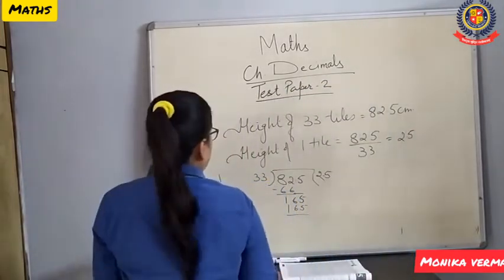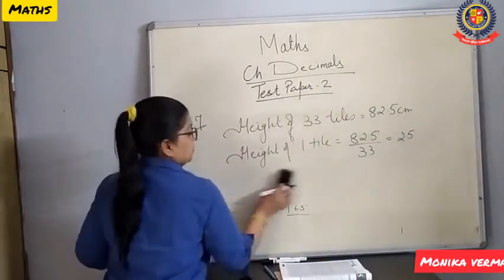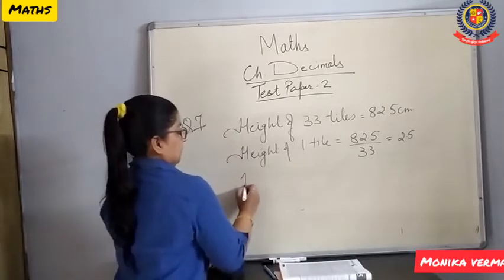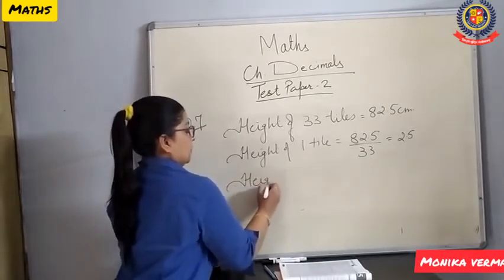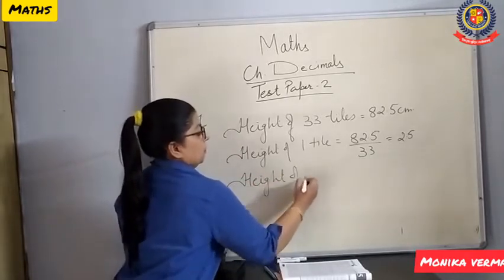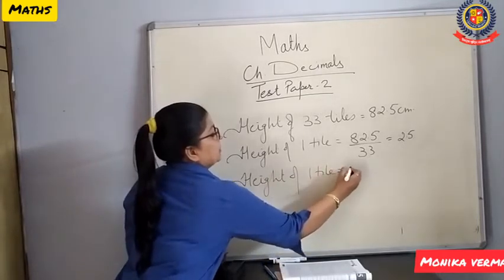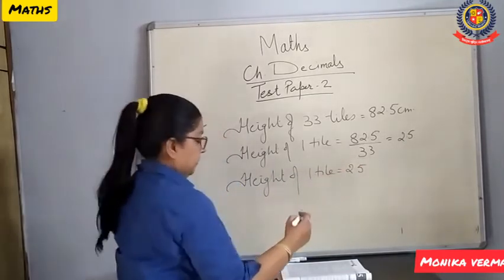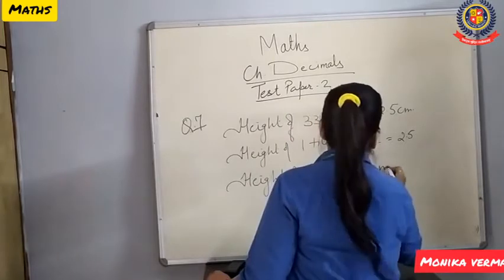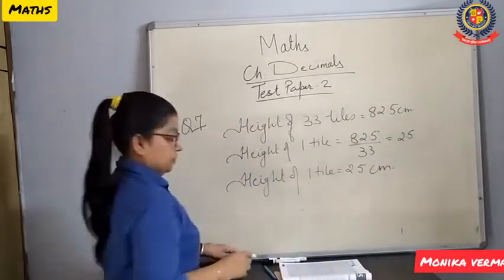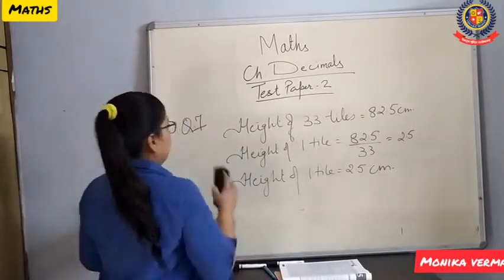So now we'll write: height of one tile is equal to 2.5 centimeter. Okay. Now question number 8.